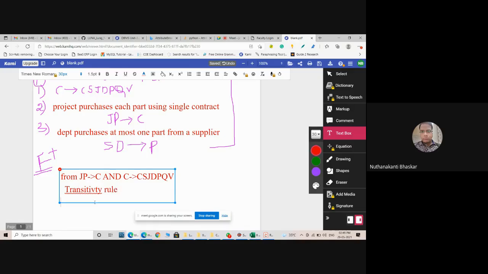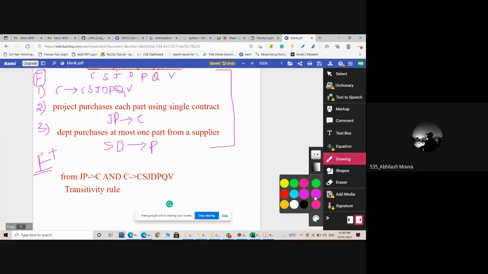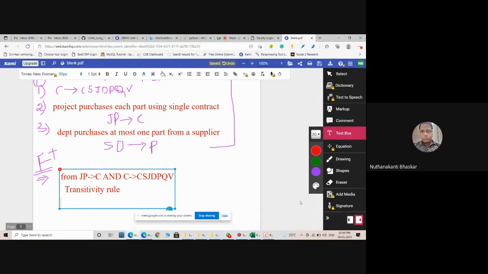What is the transitivity rule? Can any one of you tell me? What is the transitivity rule? Hello? What is the transitivity rule? I'm not getting your voice. What is the transitivity rule?